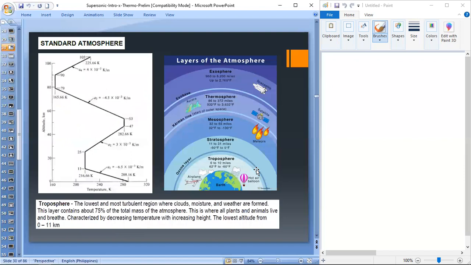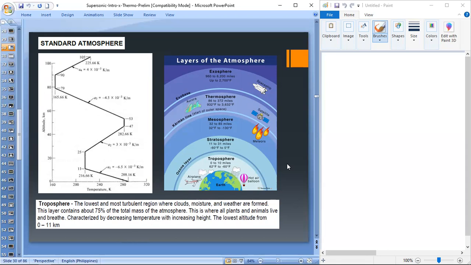Next is the layers of the atmosphere. This is just a recap. First is the troposphere. This is where all our weather happens and forms. This layer contains about 75% of the total mass of the atmosphere. This is where all plants and animals live and breathe. Its height is from 0 kilometers to 11 kilometers. This is where we solve for the changes, since the word tropo means change. The atmosphere changes here, and this is also where our airplanes fly.